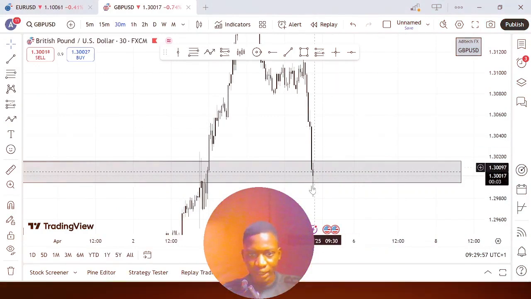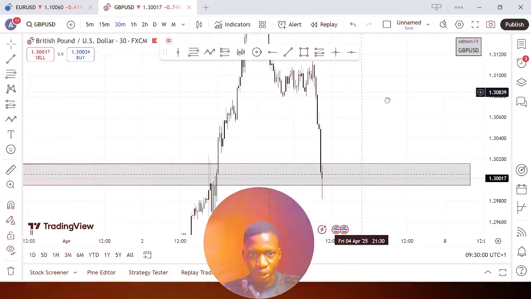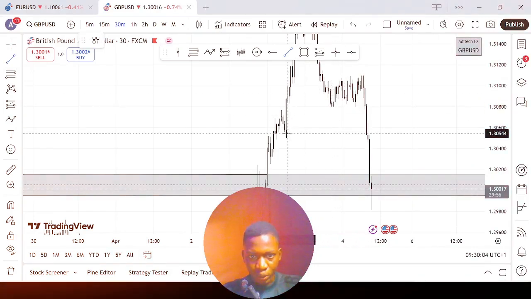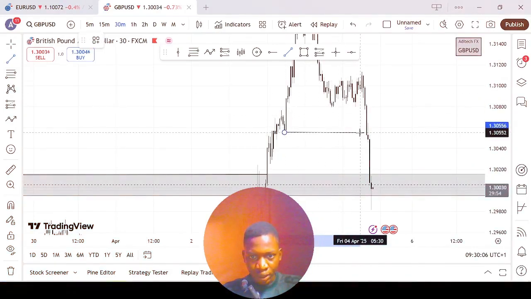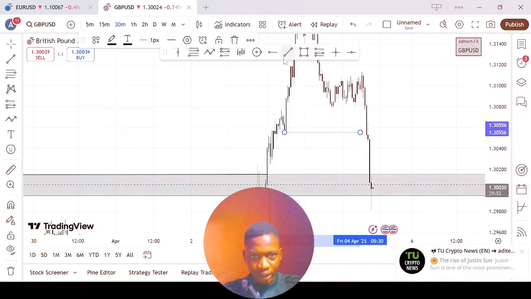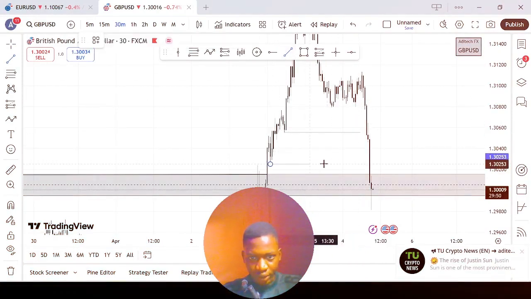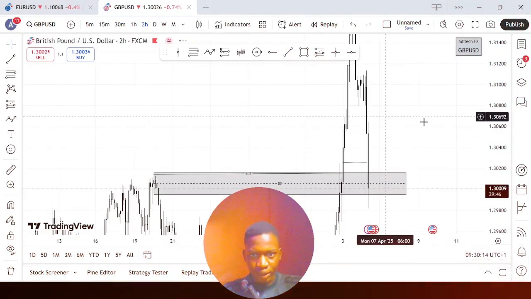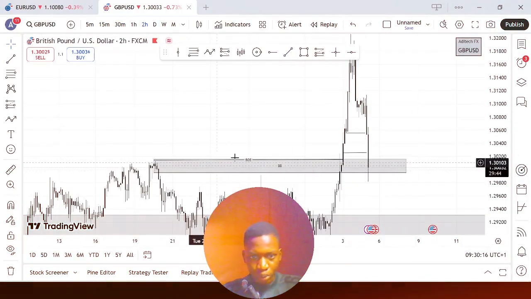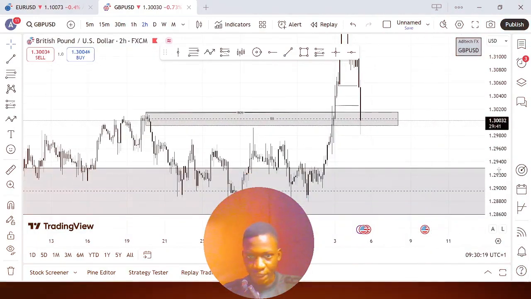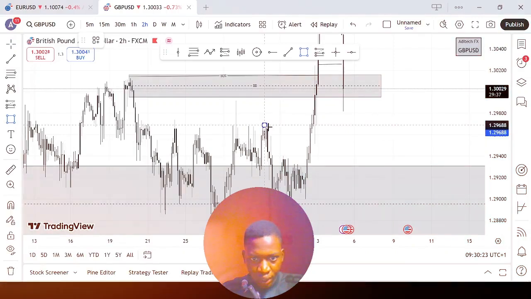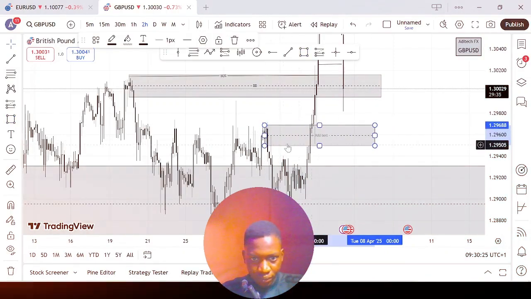Or if you can get multiple weak rejections, because price has swept liquidity resting right here, liquidity is here, liquidity is right here. I hope you guys understand. And price just broke it, and price still has the chance of coming to this zone. We also have another breaker block right here.